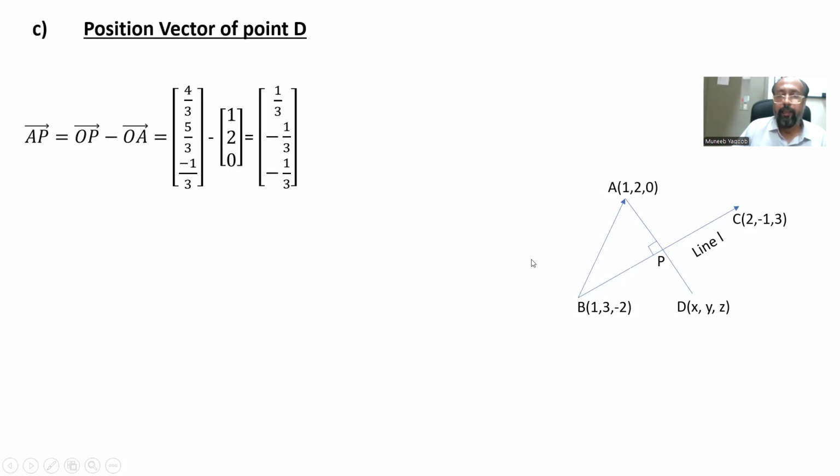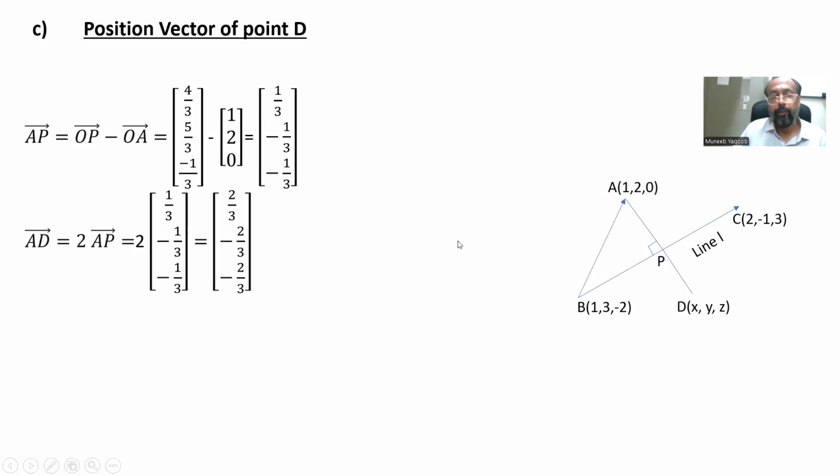First of all, we will calculate vector AP. We calculated P in the B part of this question, so we can calculate vector AP from OP minus OA. OA is already given and OP we calculated in the B part, hence we can easily compute vector AP. Now, since D is the reflection of A, length AP and length PD are equal. Therefore, we can write that vector AD is twice vector AP, and we can simply compute vector AD.